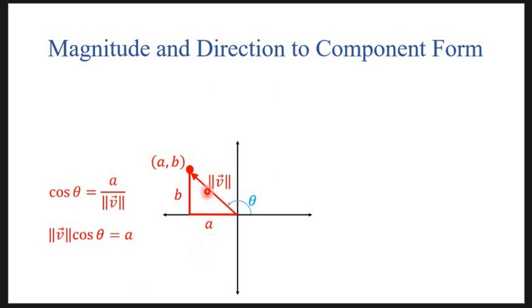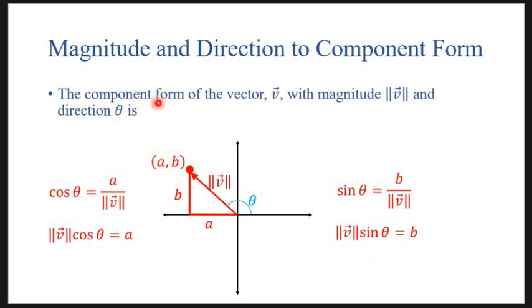And of course, we can do the same thing for the opposite side here. We know that the sine of the angle is the opposite side over the magnitude. And multiplying both sides by the magnitude, I get that the second component is equal to the magnitude times the sine of the direction angle.